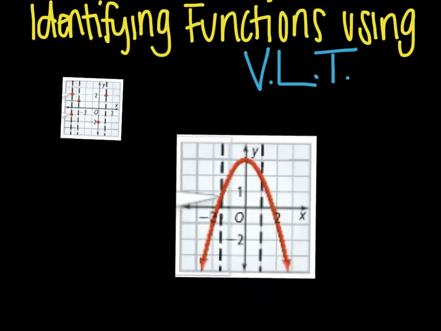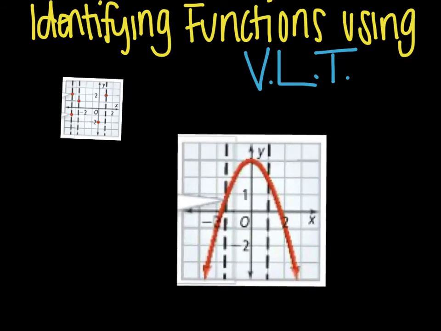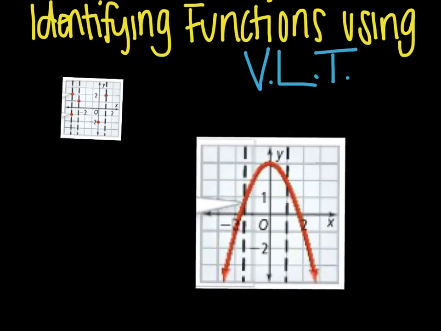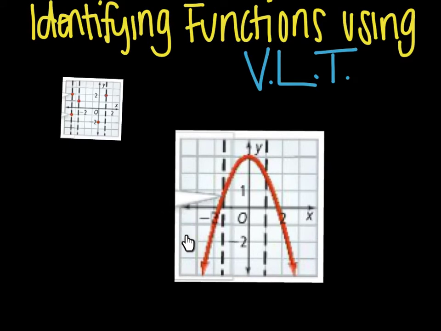Here's another example for you. If I do the vertical line test as it goes across, am I hitting just one point every time? The answer is yes, you are. Each time you go across, there's only one point when it's crossing. So this one is indeed a function.